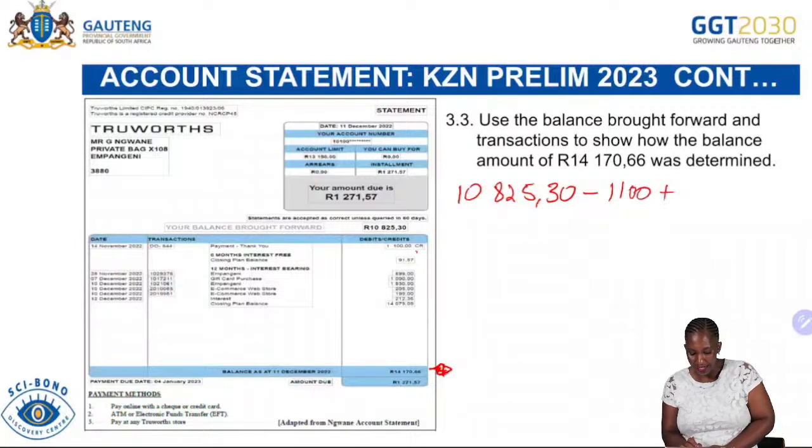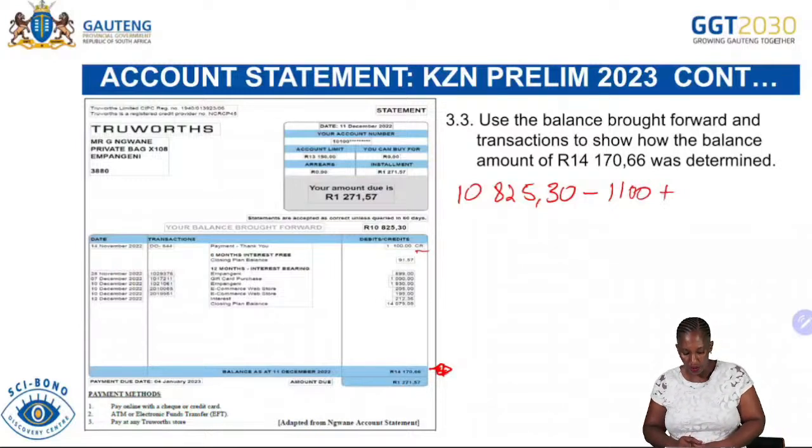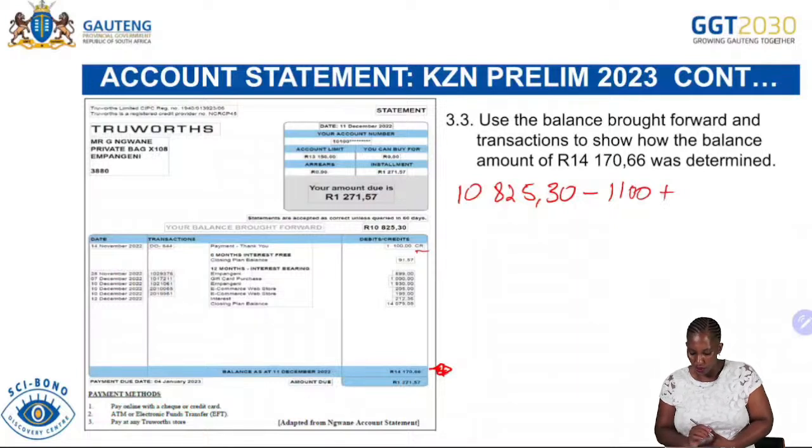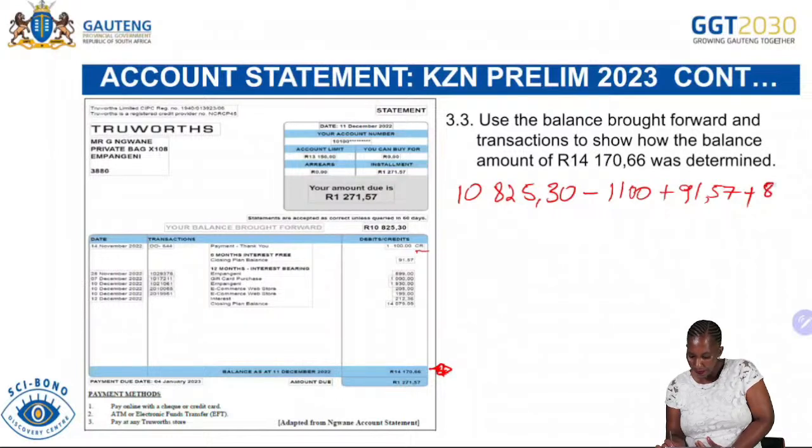As you can see, it's a credit that Mr. Ngwane made. We said it is the amount that Mr. Ngwane paid towards the clothing account. So it's 1,100. Now we continue. We come with these ones now. They have used 91 rand 57, and then we'll also add 899 for the engagement. Mpangeni, okay, they've used 899 at Mpangeni.